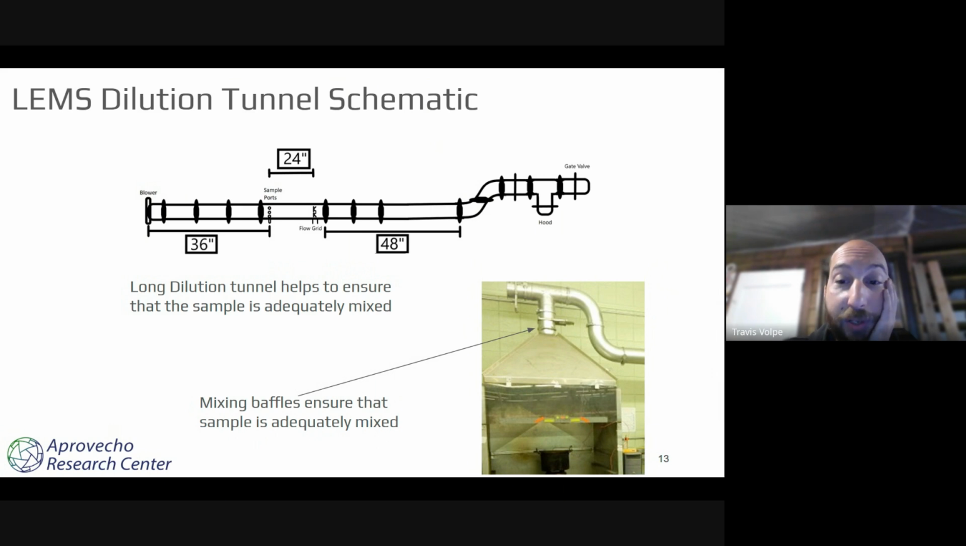LEMS consists mainly of a dilution tunnel, which is a series of pipes and ductwork that connects the collection hood to the rest of the system. The long dilution tunnel helps to ensure that the sample is adequately mixed. It also helps to cool down the sample, which allows particles to form, which we can then collect and weigh with our filter setup. There are mixing baffles that ensure the flow rates and, again, the sample itself is adequately mixed within the tunnel.